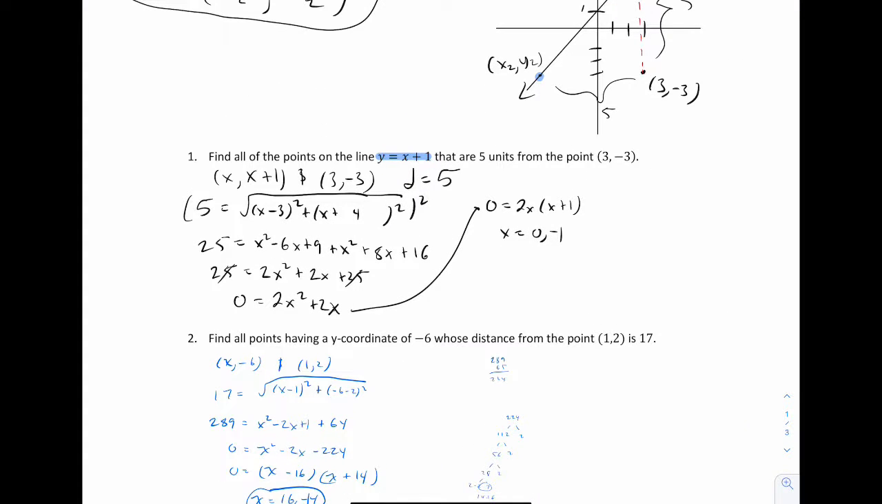Now a lot of people want to stop there, but what you want to do is actually find the 2 coordinates. You're going to write 0, comma, negative 1, comma, and simply plug it in here. So you plug in 0, you're going to get 1. Plug in negative 1, and you're going to get 0. So those are the 2 points that you want. And we are done.